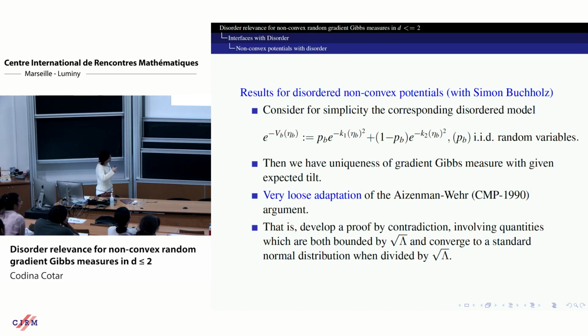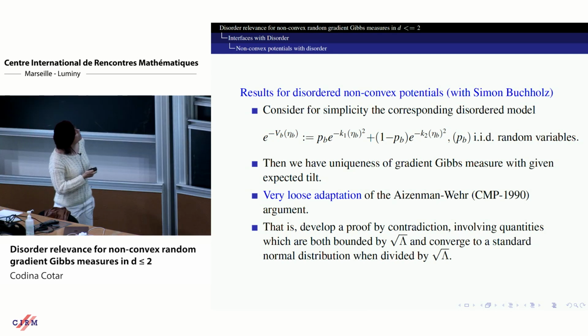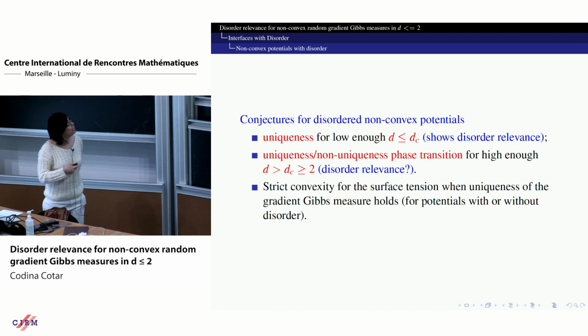And we have a very loose adaptation of this Aizenman-Wehr argument that they developed. I don't want to go into the actual proof till the paper is on arXiv, but basically we combine some specific ideas from the non-convex models together with an Aizenman-Wehr type contradiction argument, in order to show that non-uniqueness disappears, and once you add disorder in the system, you have nice uniqueness even in such a non-convex setting.